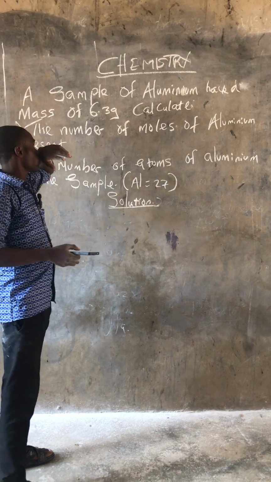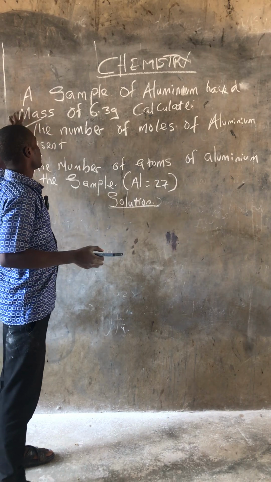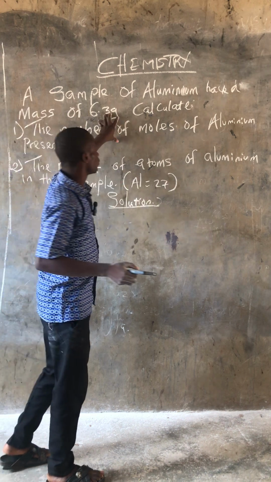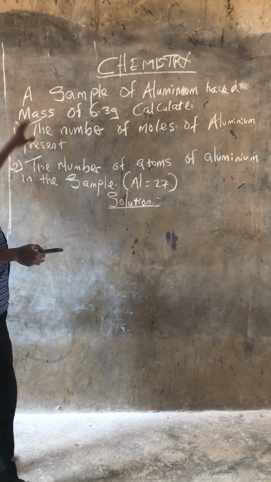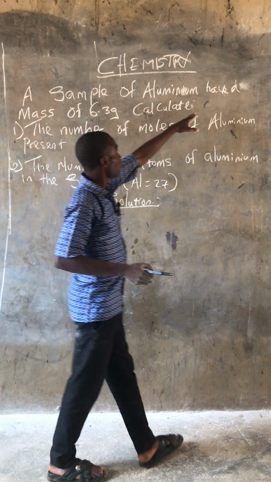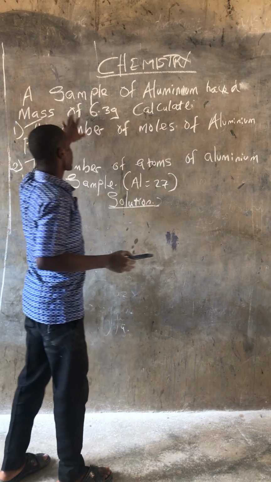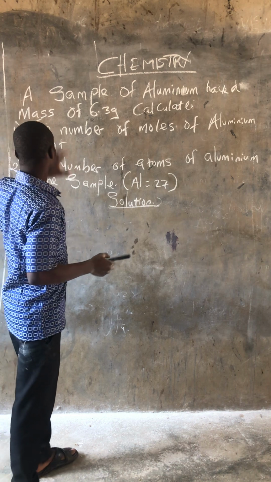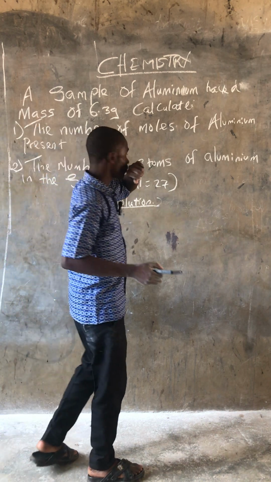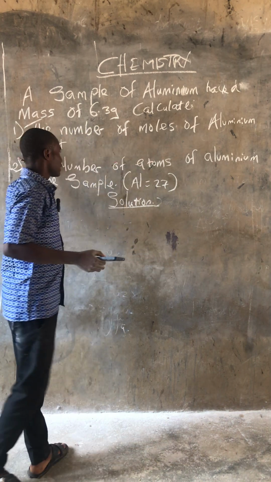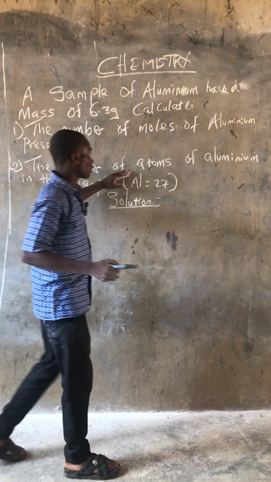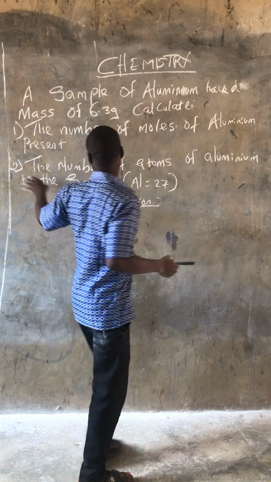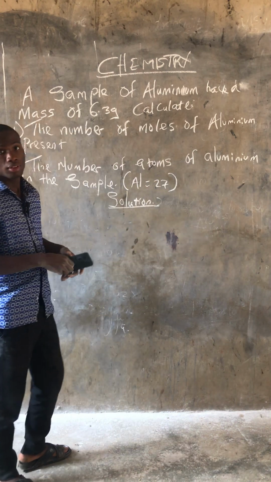Let's solve this question. This question is basically on mole concepts. Question 6: if a sample of aluminum has a mass of 6.3 grams, calculate the number of moles of aluminum present. That's the first question. The second question says, the number of atoms of aluminum in the sample is what?